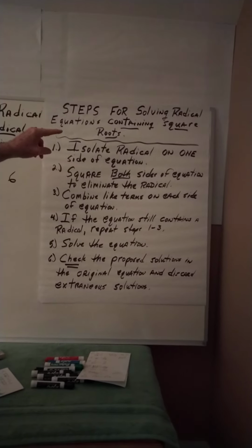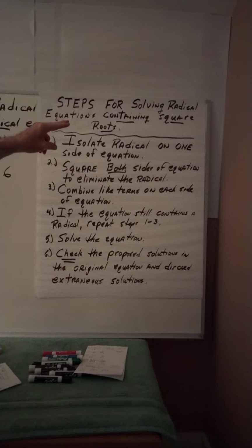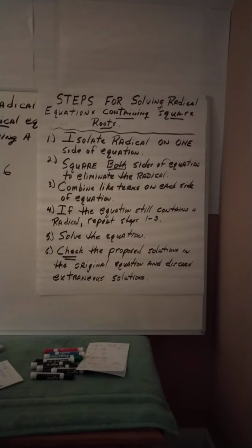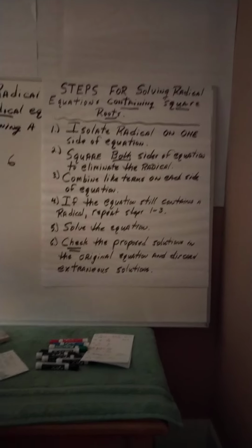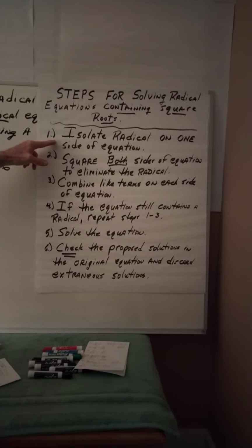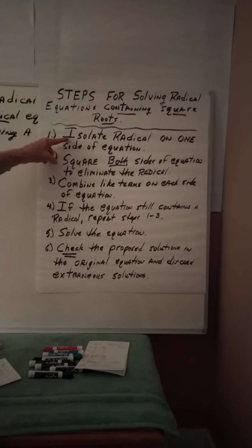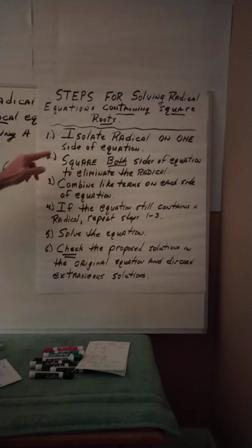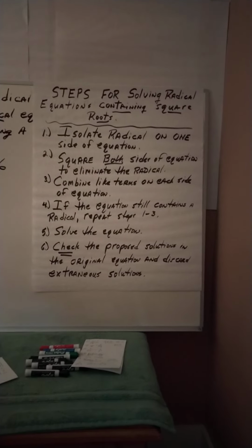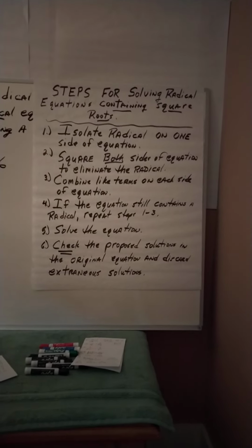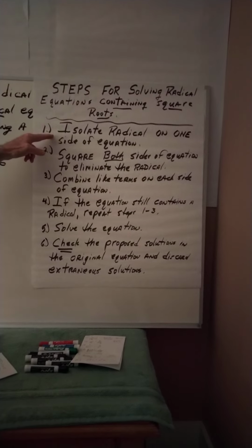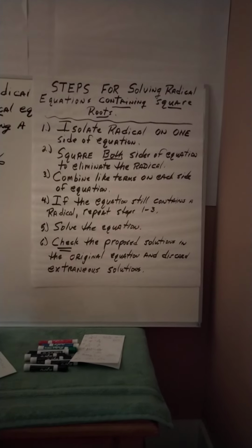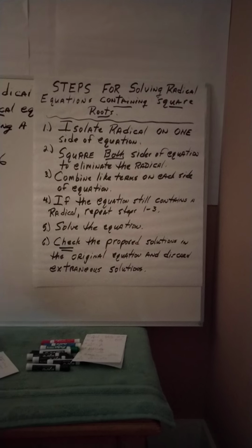The steps for solving radical equations containing square roots. Step 1. Isolate the radical on one side of the equation. We want to attempt to get the radical alone on one side.